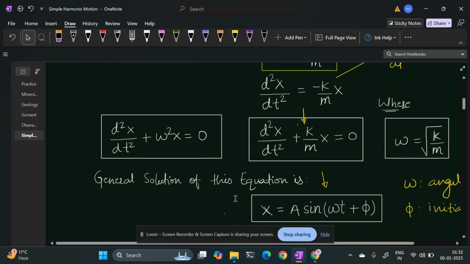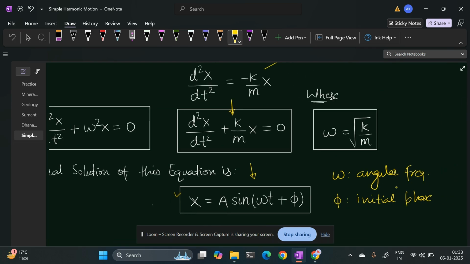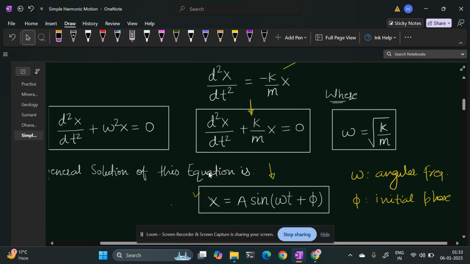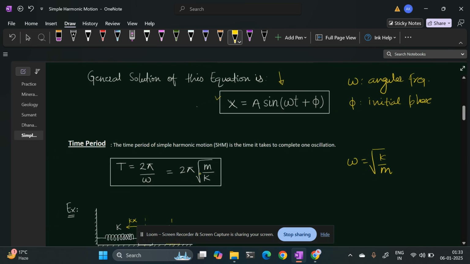We see this type of equation for any SHM problem. This is the general equation of this differential form, where omega is root under k by m, and omega is the angular frequency, and phi is the initial phase of this SHM. After angular frequency, we can calculate the time period of that SHM. We know time period is 2 pi by omega, and omega equals root k by m. So when we put the value of omega in this time period, we get time period equal to 2 pi root under m upon k.